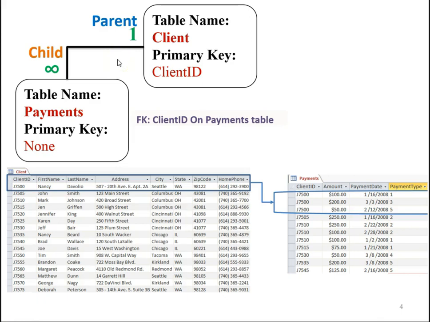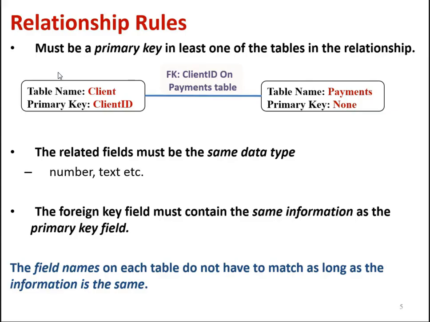Notice how we depict the one-to-many relationship in the diagram. One to many. There are a few rules when joining tables. Number 1, there must be a primary key in at least one of the tables in the relationship. For example, the Client table and the Payments table are being joined by the Client ID fields in both tables. One of the fields being joined in this relationship must be a primary key. In this case, the primary key is the Client ID field on the Client table.